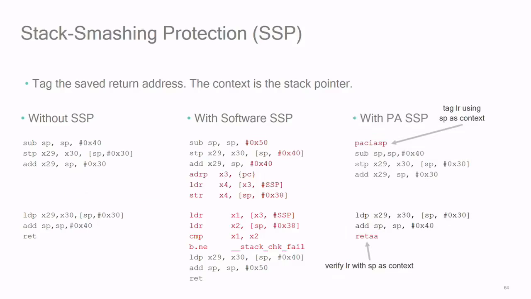With pointer authentication, it's still worse than no instrumentation, but it's better than the software version. We add one instruction. This is a variant of the pointer authentication code family of instructions. It uses the key A and implicitly uses the stack pointer as its context. And we replace the return instruction with RET-AA, which also uses the A key for instructions to validate the pointer. It's an example of a combined instruction. The combined instructions do an authentication and then either a branch or a load in a single instruction.